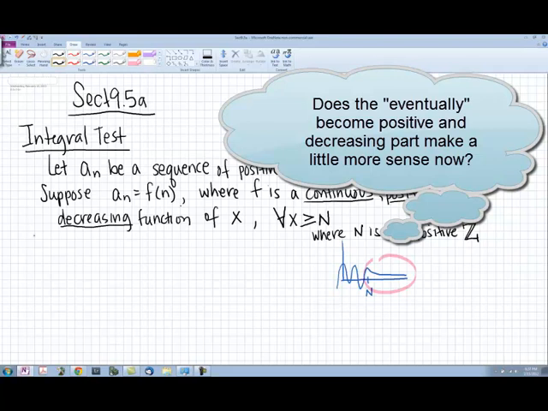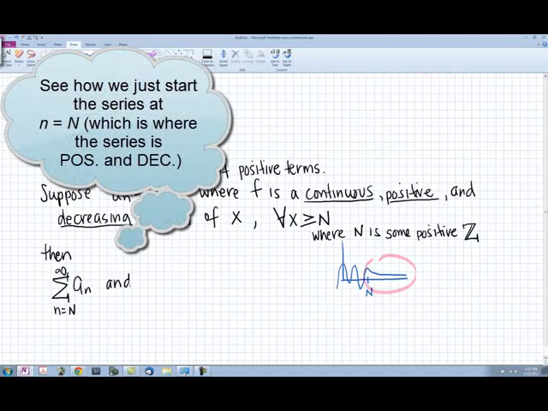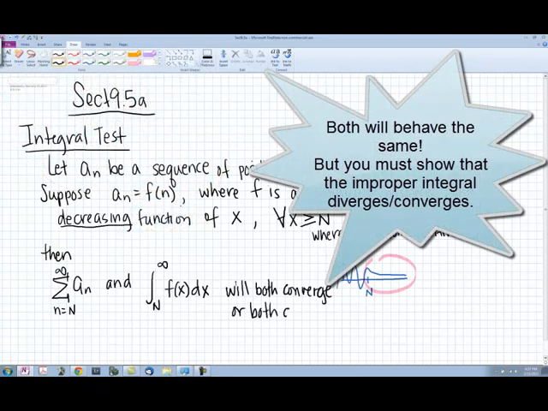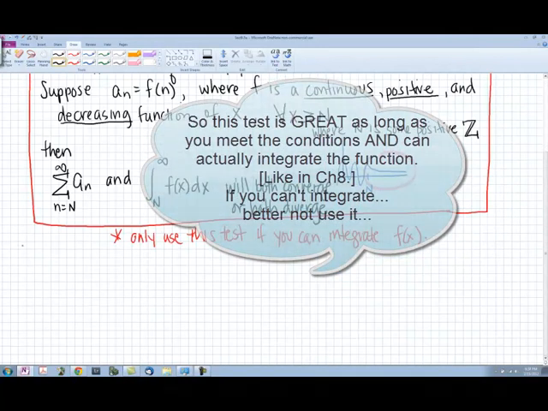So if all of these things are true, then what our test says is that our series from n equals big N and our integral will both converge or they will both diverge. Our series is going to behave just like the integral. So let's try an example.